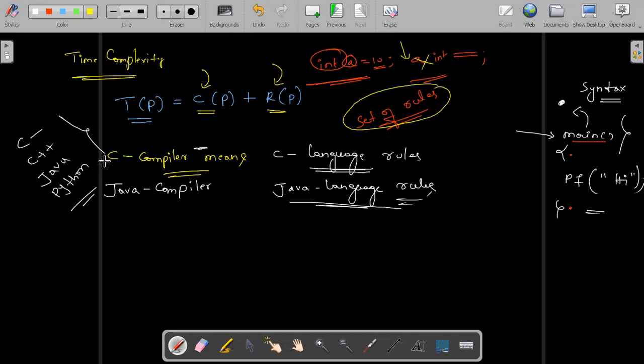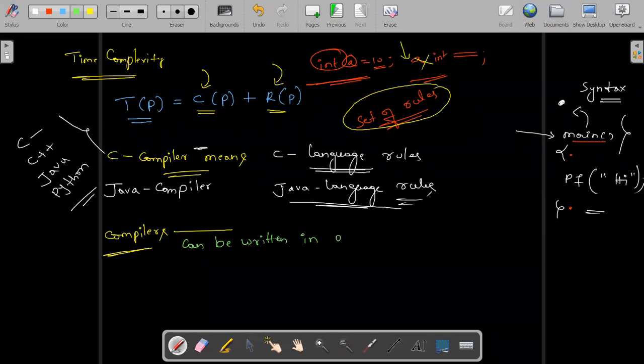Okay, one more thing about compilers. Please understand this: compilers can be written in any language.